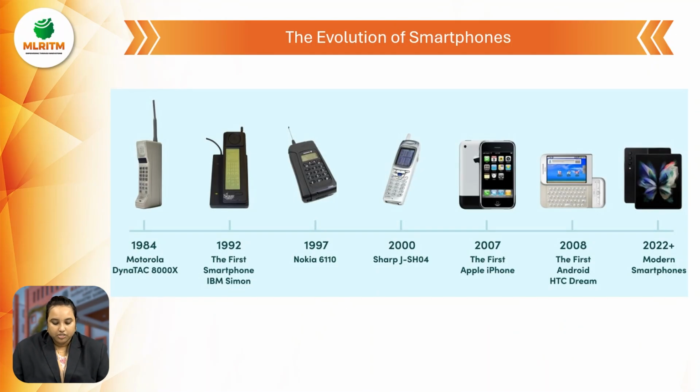If you can see the image, from 1984 we had the first mobile, like Motorola, specifically designed for it, and then development increased up to 2002. If you can see, we got smart tablets.